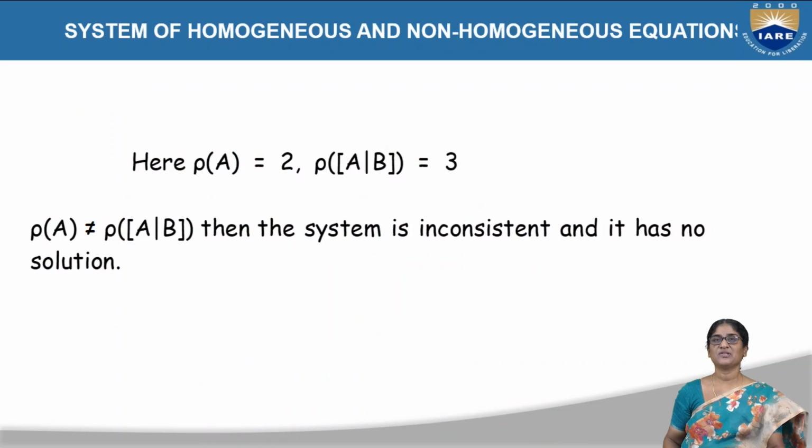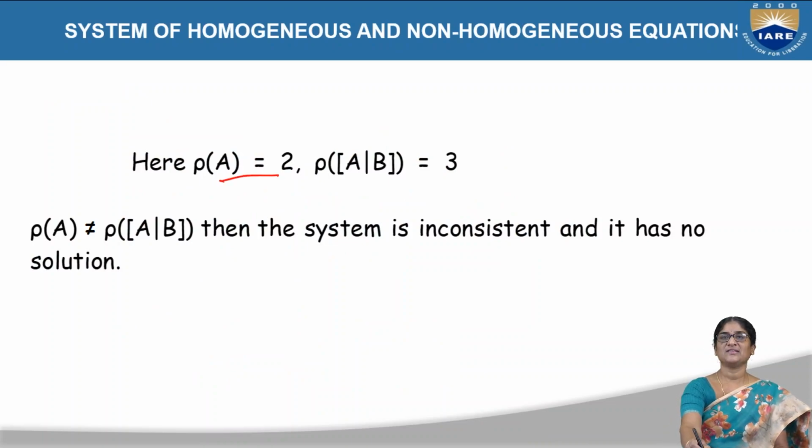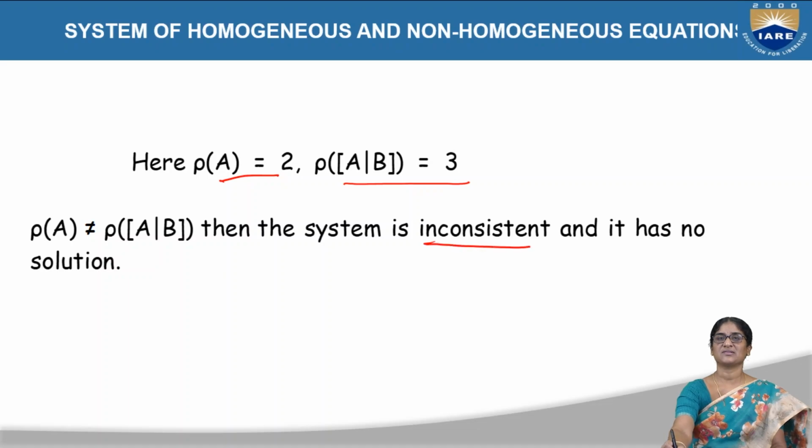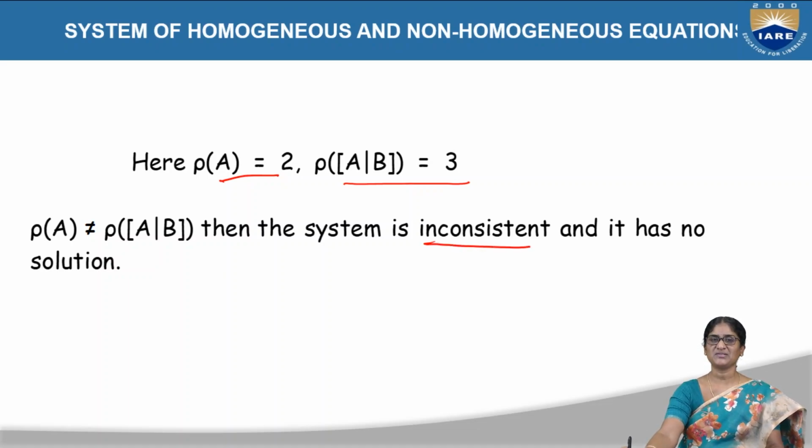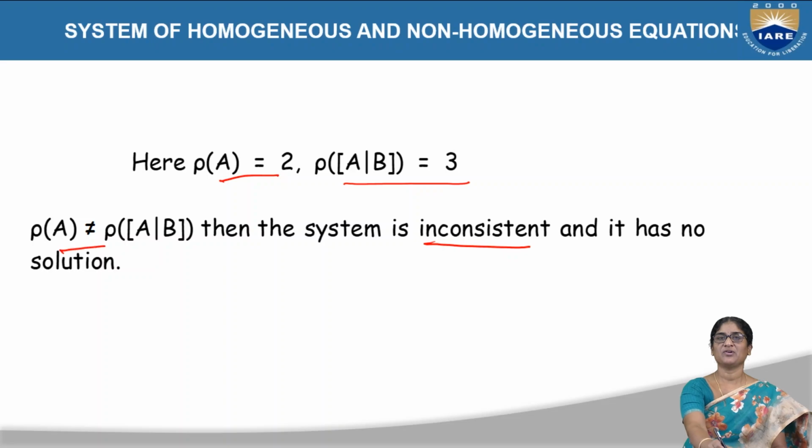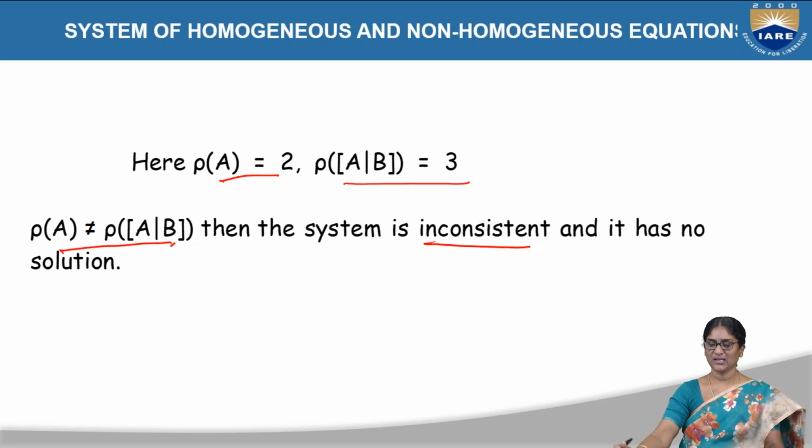You can see that the ranks here are not equal. The rank of A is equal to 2, the rank of A by B is equal to 3. So both are not equal to each other, therefore it is not consistent. The system is inconsistent, which means the system has no solutions. Whenever both the ranks are equal, you can find out whether it is a unique solution or infinite solutions. But if both are not equal, then you can't find any solution for the linear equations.